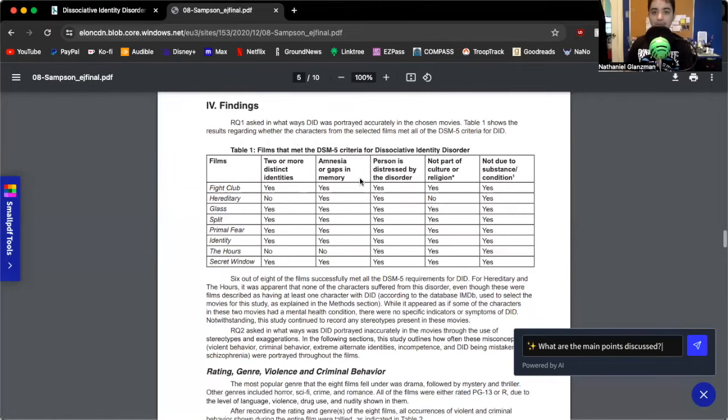The condition comes with amnesia and gaps in memory, because the purpose of having DID, if a person's brain develops from childhood into it, is that they've experienced things that their child's brain can't handle, and they also have expectations that they need to fulfill in a very controlled environment. So amnesia or gaps of memory is just a part of the condition.